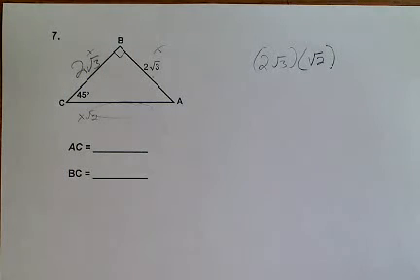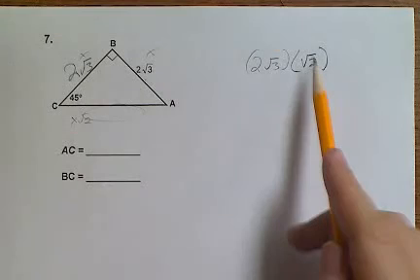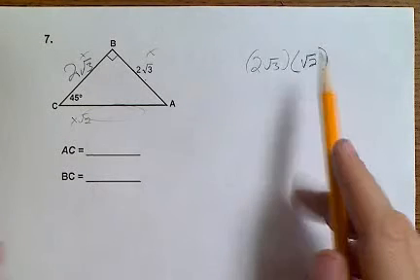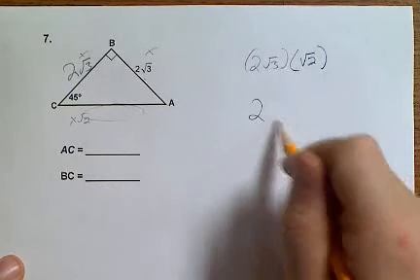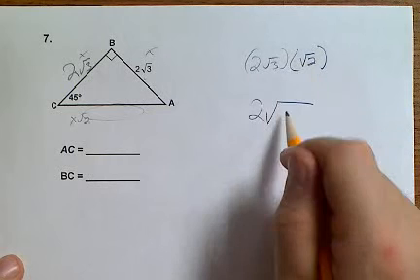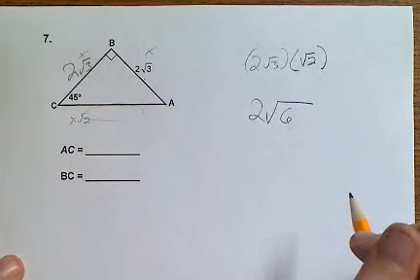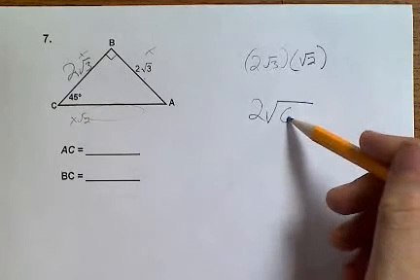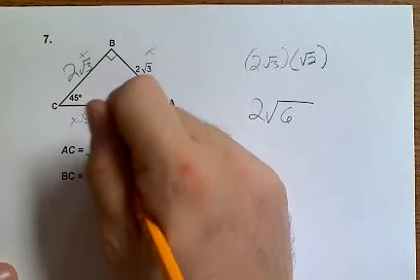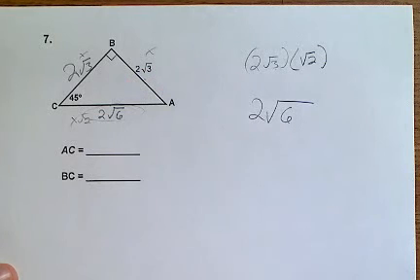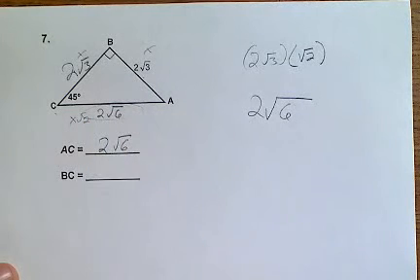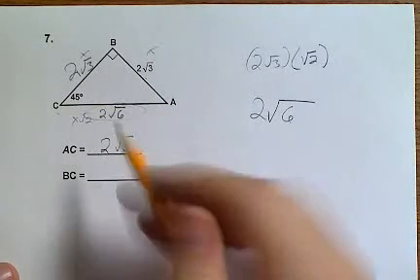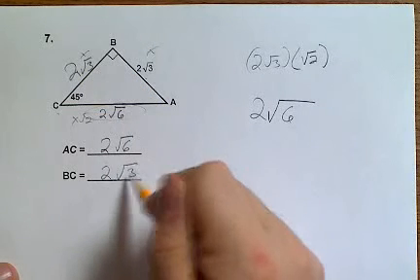Now, if you're not familiar with multiplying involving radicals, here's how you do it. You multiply the outsides, then you multiply the insides. Well, 2 times 1 is 2, and 3 times 2 makes 6. And the square root of 6 doesn't simplify, so I know that this is 2 on the square root of 6. Let's go and look at what we have. AC, that is 2 on the square root of 6. And BC, that is 2 on the square root of 3.